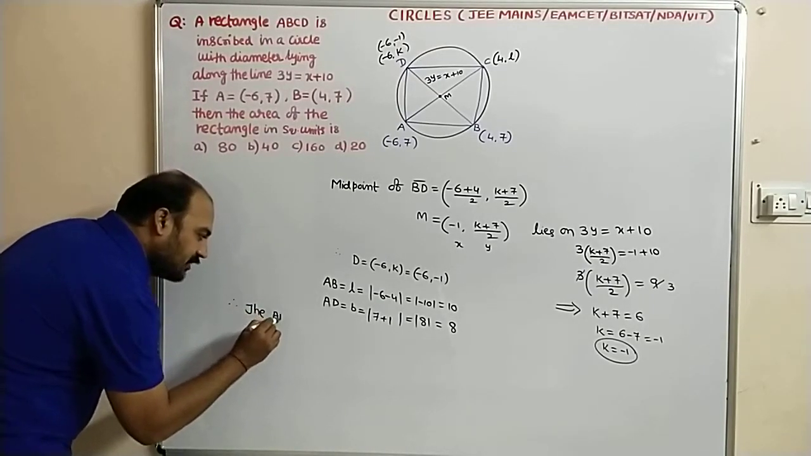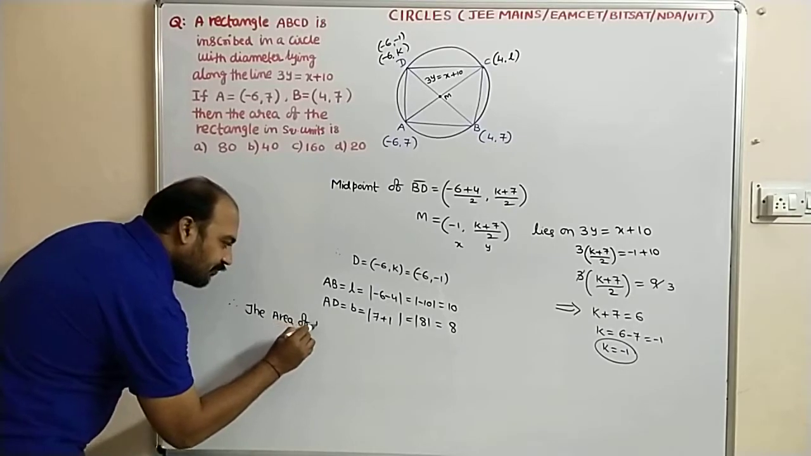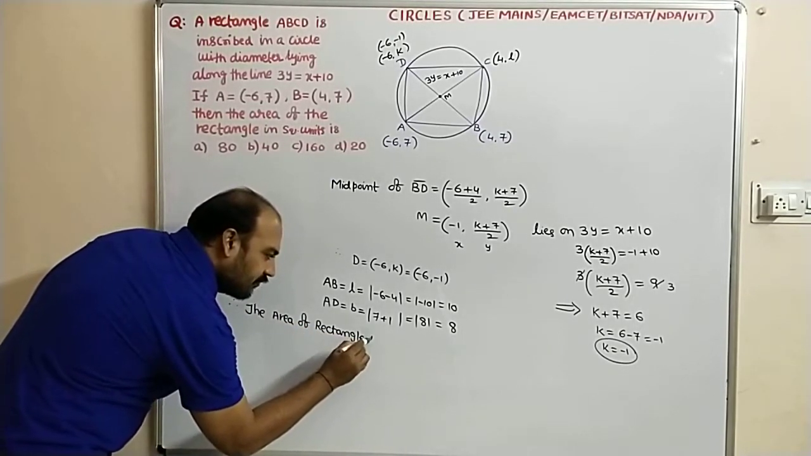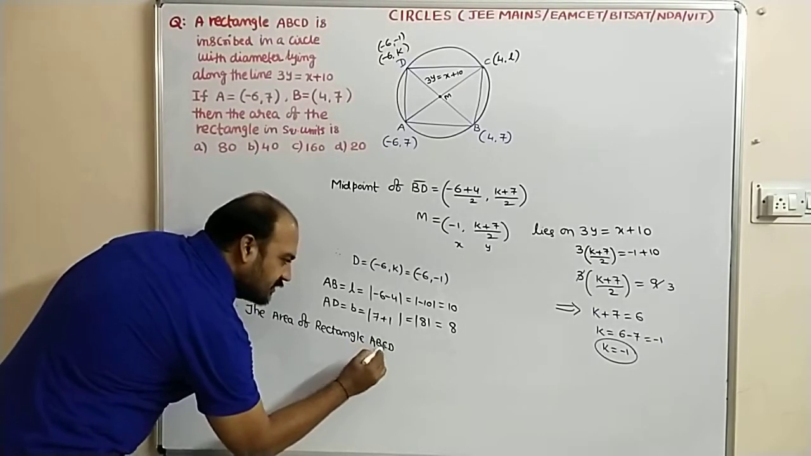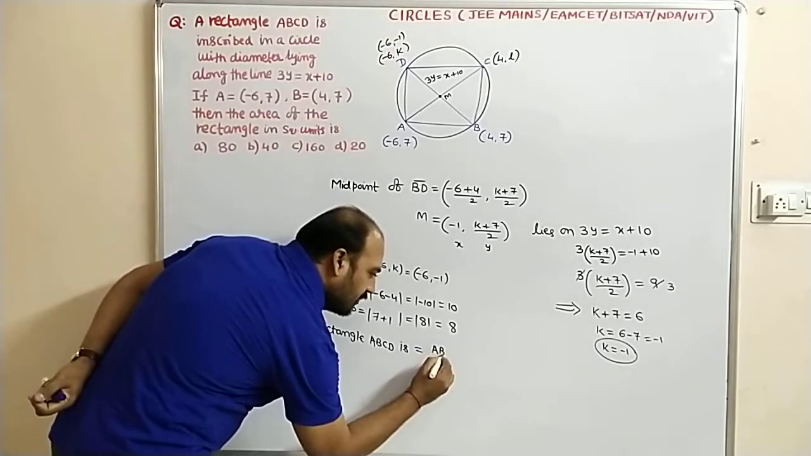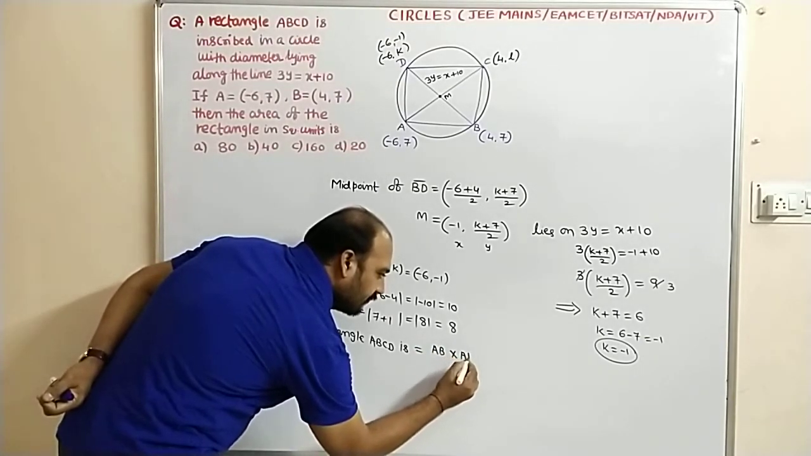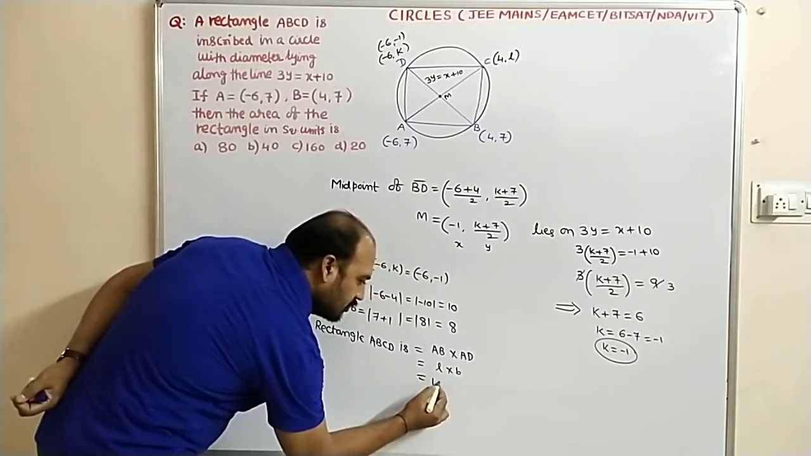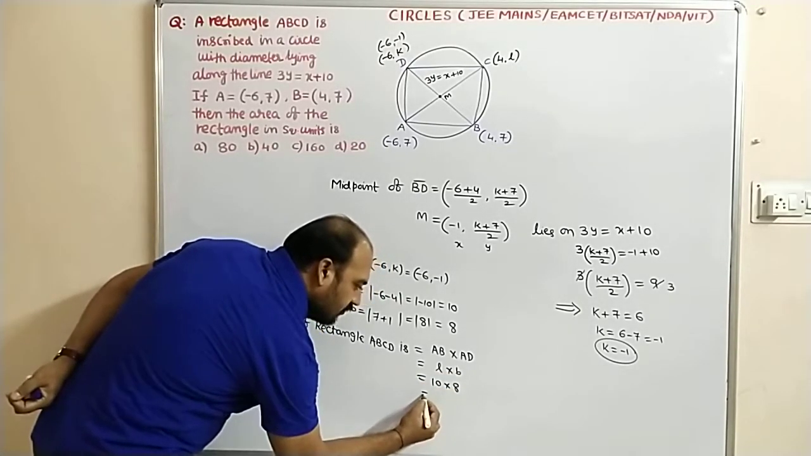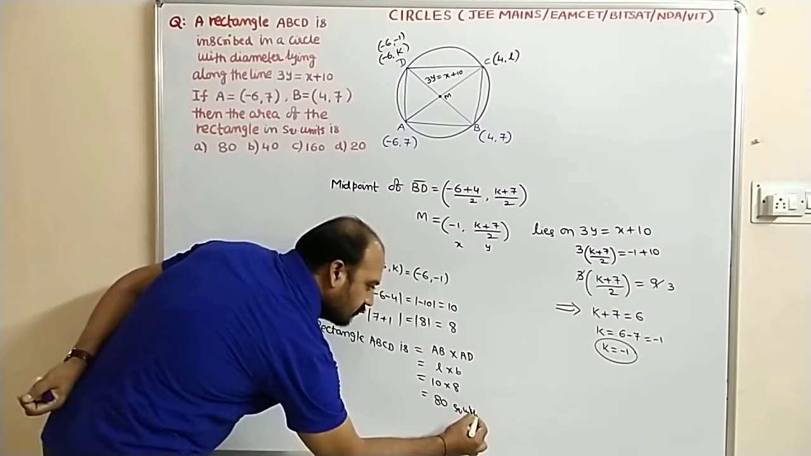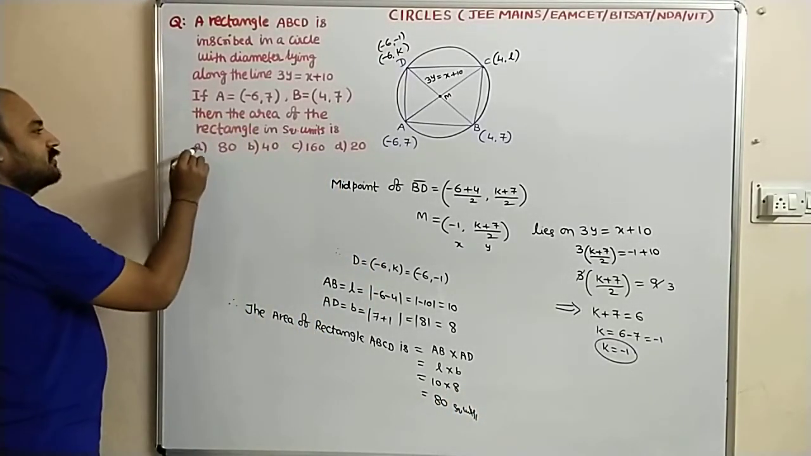Therefore, the area of rectangle ABCD is length into breadth. So L into B is equal to 10 into 8, which is equal to 80 square units, which is there in the first option.